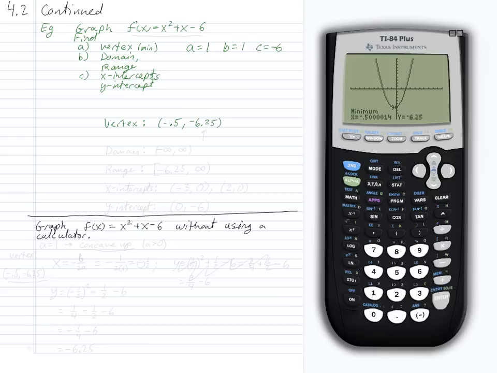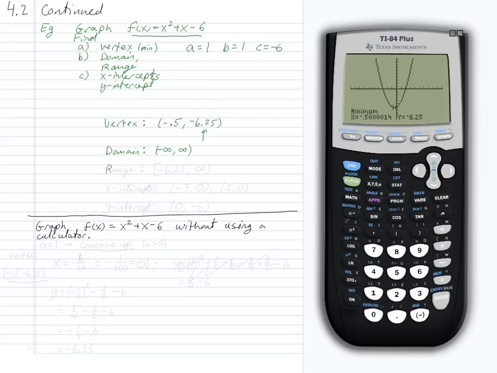So what I can take away from that is that negative 6.25 is the lowest that my graph ever gets. So we can move straight into the question of the domain and the range. Well, the domain for parabolas is always going to be the same, all real numbers. You can plug any real number into this formula and you'll get a reasonable answer. You'll get a real number as a result.